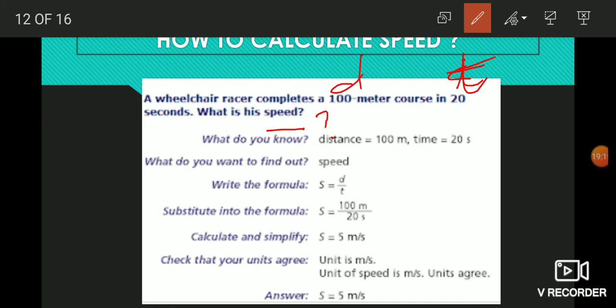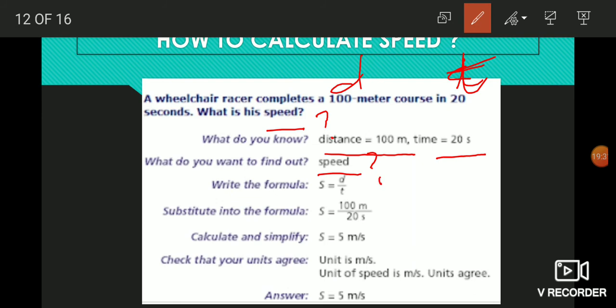So what do you know? Distance. What is the distance? 100 meters is the distance. What is the time? 20 seconds is the time. What you don't know? Speed is the thing that you don't know.